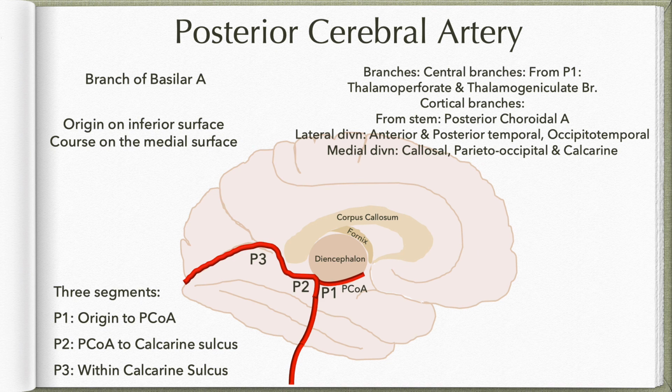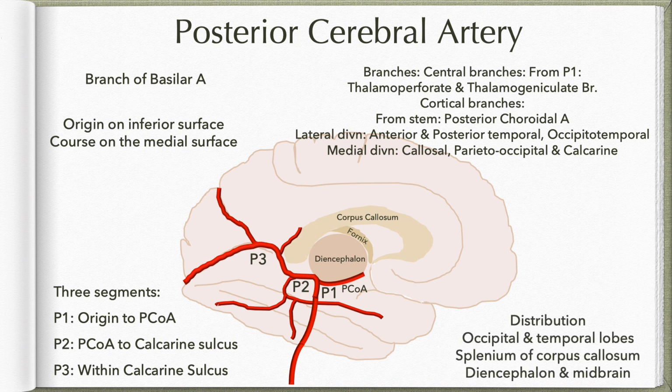Now coming to the cortical branches, from the stem, one of the arteries which arises is the posterior choroidal artery, which is not shown here. The rest of the artery divides into two divisions, lateral division and medial division. The lateral division gives anterior and posterior temporal branches as well as occipitotemporal artery, which will run backwards to supply the posterior part of the tentorial aspect of inferior surface. Now coming to the medial division, it will give a callosal branch. It will give a parieto-occipital branch which will be going along the parieto-occipital sulcus, and the rest of the artery continues as calcarine branch along the calcarine sulcus.